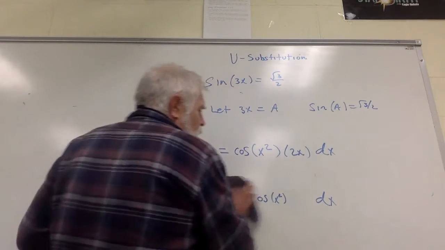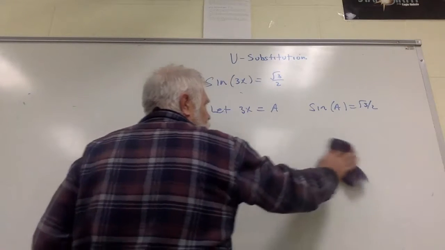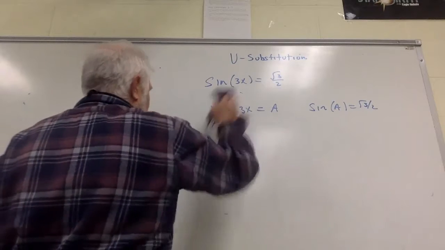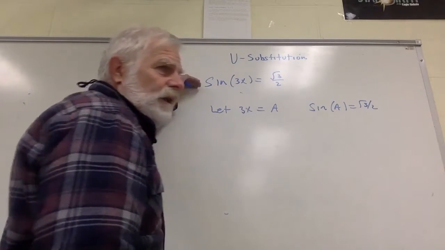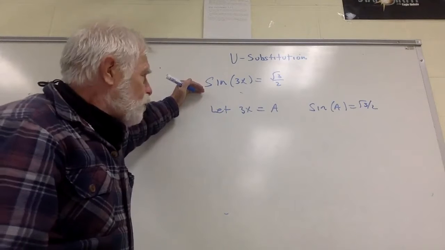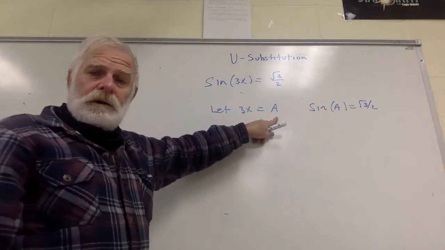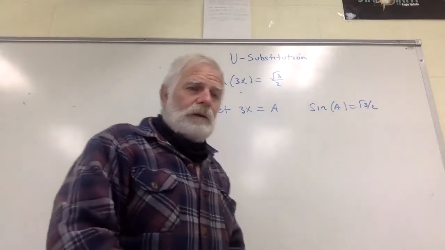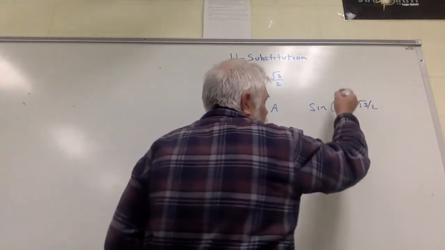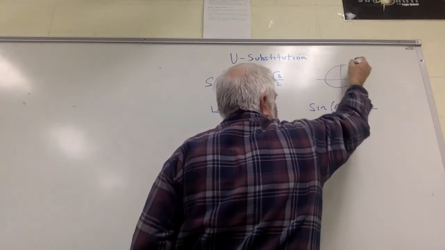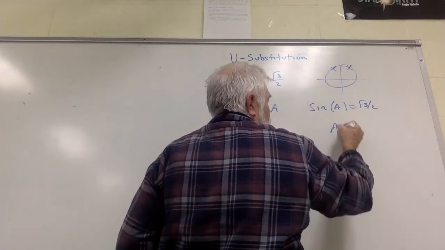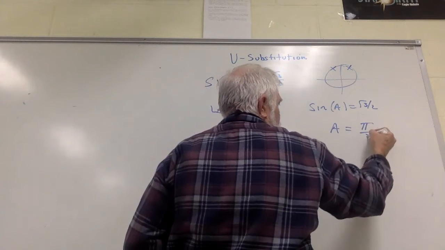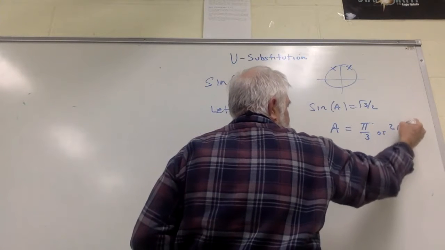All right, let's get to what we do to make this an easier problem. You've done some substitution and solving in your previous class. When we solved sine of 3x equals root 3 over 2, we let 3x equal the symbol capital A, and then we solved for it. If we're looking at just the circle, root 3 over 2 is up here and up here. So angle A would equal pi over 3 or 2 pi over 3.